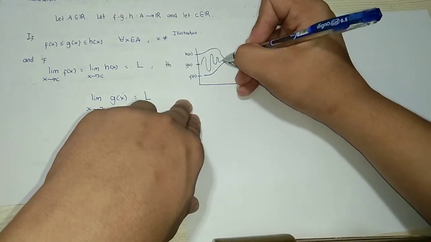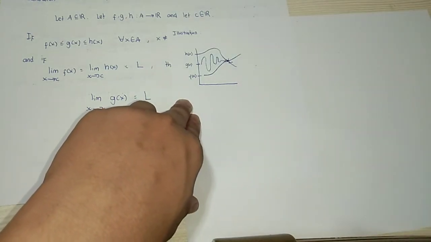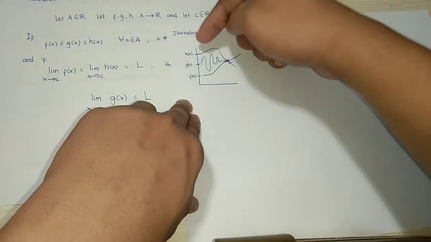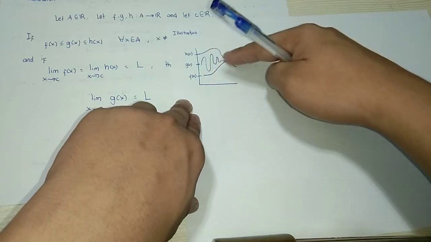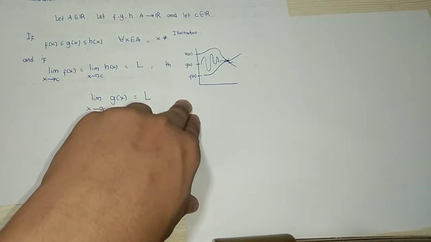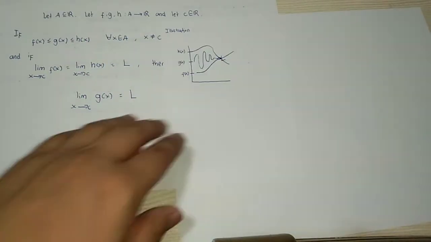So kahit anong function yan. Okay, so yun yung sinasabi nung sandwich. Kaya siya tinawag na sandwich. So meron na sa taas, meron na sa baba. So hindi siya makakaalis doon. So automatic doon na rin siya mag-a-approach sa L. Okay, so let's prove this theorem.